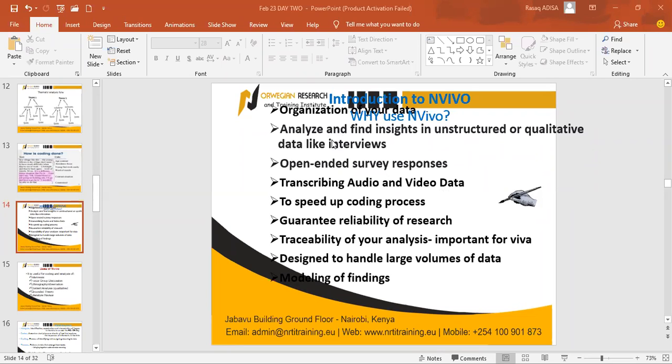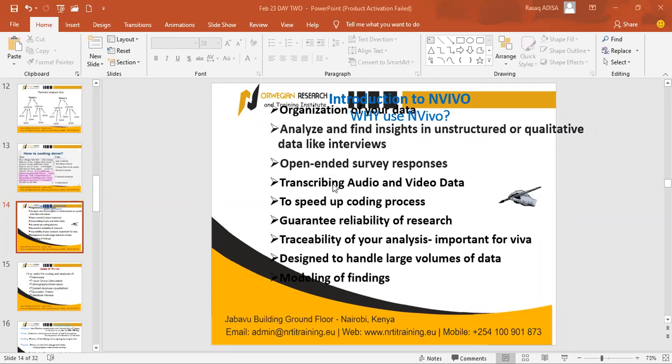What can we use Nvivo for? We can use it to organize our data, unlike in the traditional way. Nvivo can help us organize our data in a perfect form. It can help us analyze and find insights into unstructured or qualitative data like interviews. A lot of insight will be discovered because the problem of loss of data will not arise. That is number one. Number two, the multitude of data will be handled properly. Then open-ended survey questions can even be handled in Nvivo.